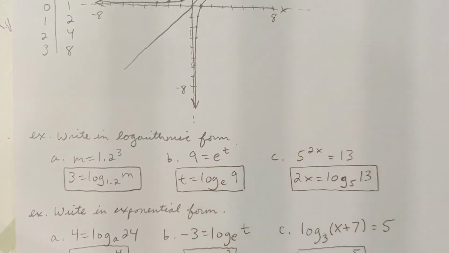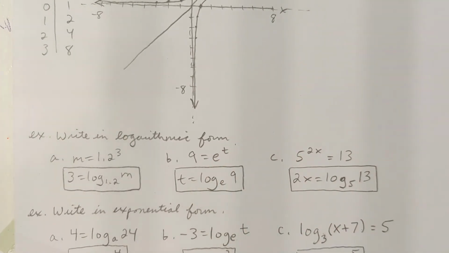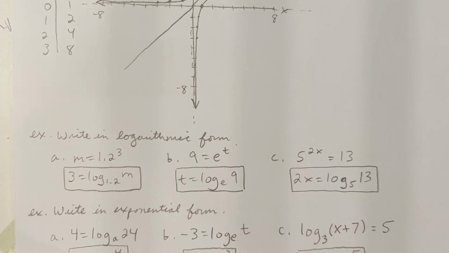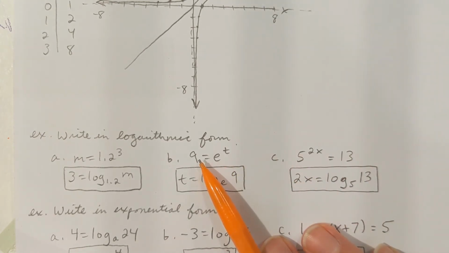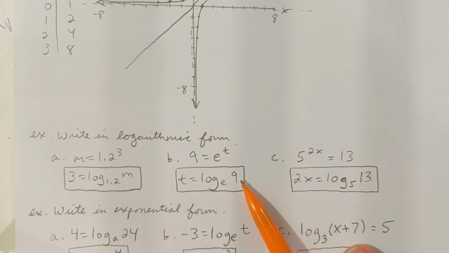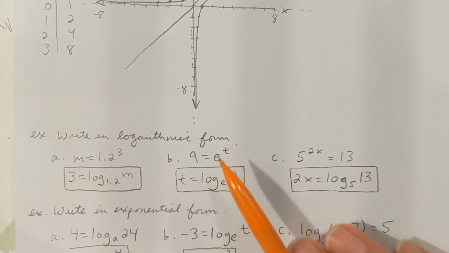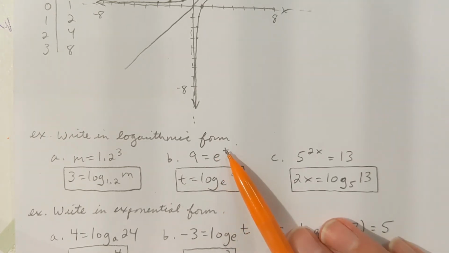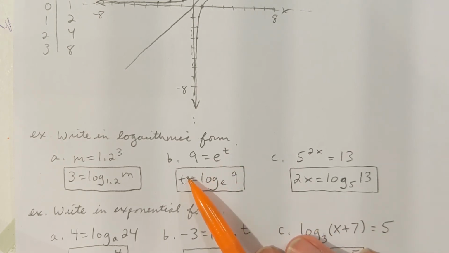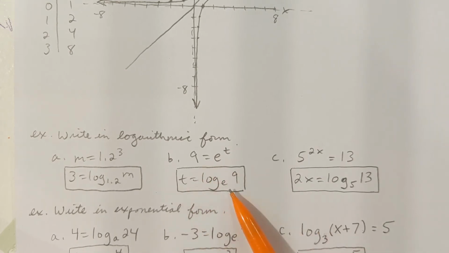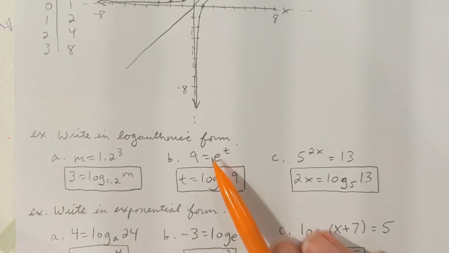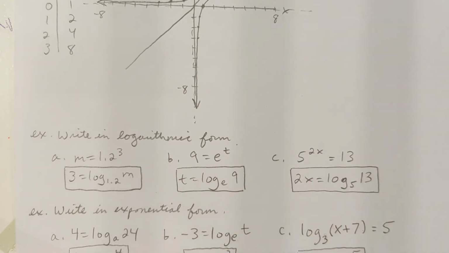Part B, 9 equals e to the t. E, meaning the number e that we talked about in the last section. What does this look like in logarithmic form? Well, 9 is my x value, so that's going to be the input into the logarithm. E is the base of the exponential, so it's going to be the base of the logarithm. T is the y value, or the power of e, so that's going to be on the other side of the logarithmic equation. T is equal to log base e of 9. That would be the equation, but now rewritten into a logarithmic form.